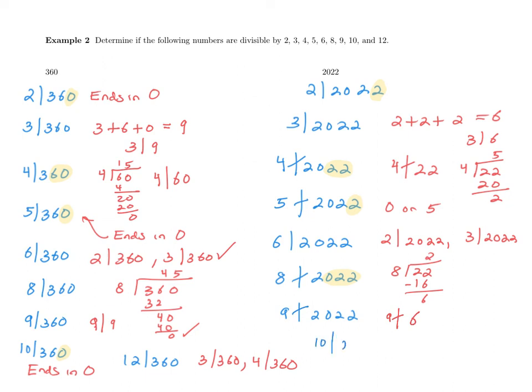So 10 also doesn't divide 2022. Notice that the last digit had to be a 0, and it's a 2, and that is not 0. So maybe up here, just for added emphasis, I could say the 2 was not a 0 or a 5. And we're at the last one here, 12. I know 12 does not divide 2022, and the reason for this is for 12 to work, both 3 and 4 have to divide it, but 4 does not. So 12 doesn't divide 2022 because 4 did not divide 2022.